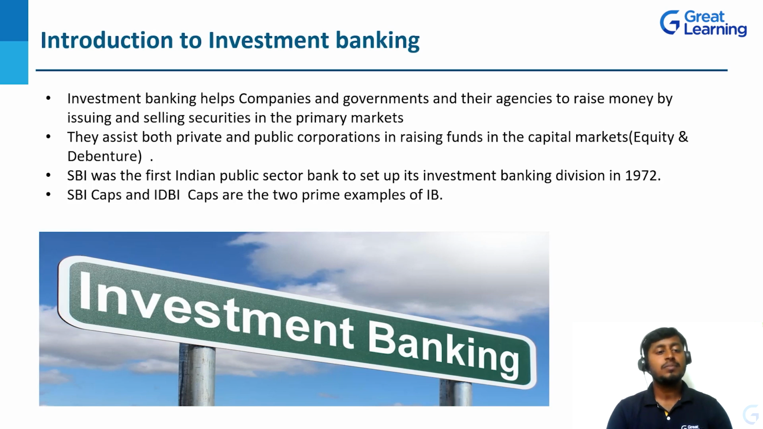So we'll see first that investment banking helps companies and governments and their agencies to raise money by issuing and selling securities in the primary market. First, what do we mean by the primary market? In the primary market, only fresh or new issues of shares will be traded. We have one more type of market, that is the secondary market.